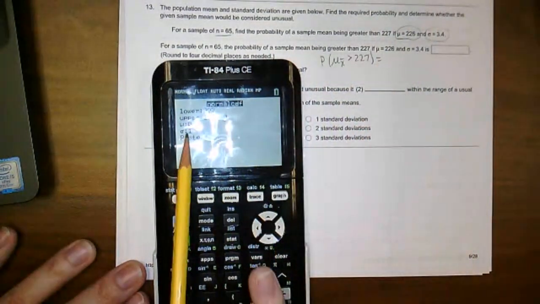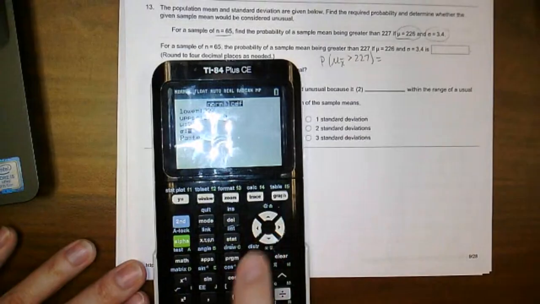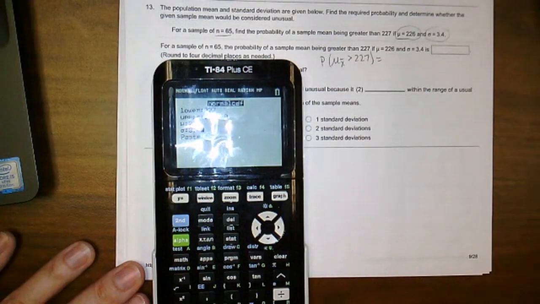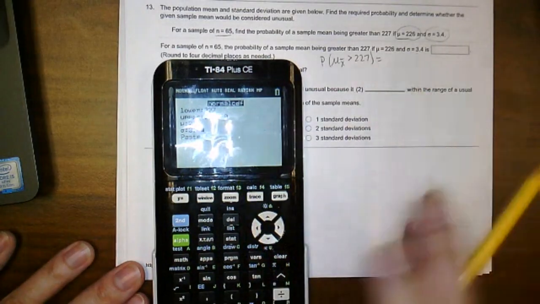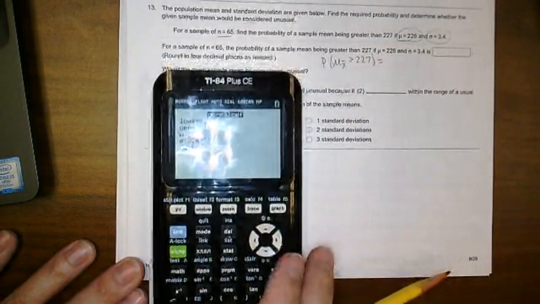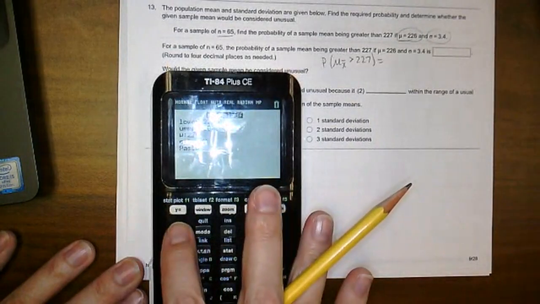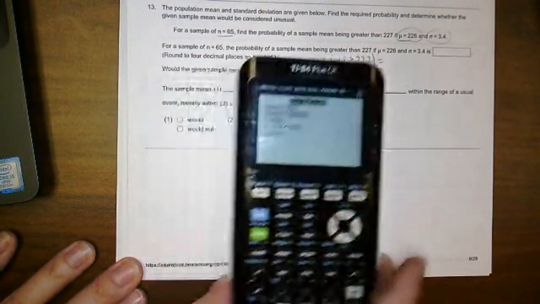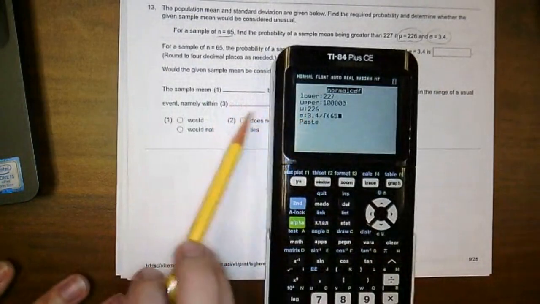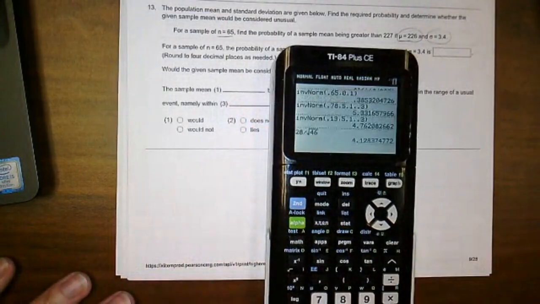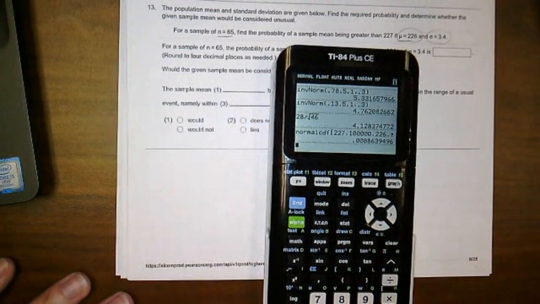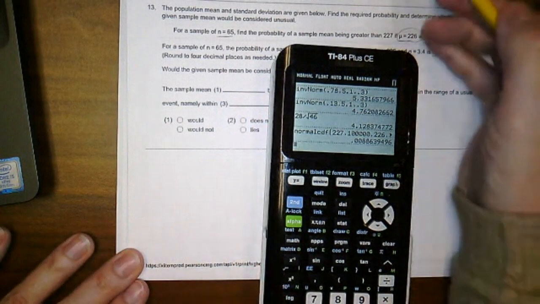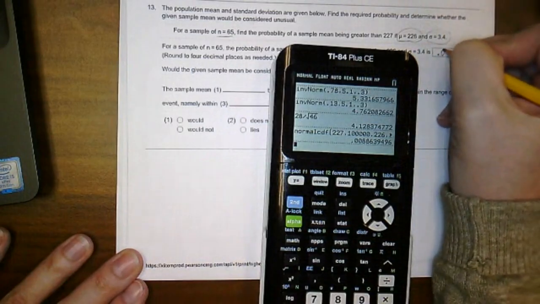Your mean is 226. Your standard deviation is 3.4. But that is just the standard deviation. I need to divide it by the square root of my sample size of 65. And look, I can just put that here. There you go, you can see it better. I don't have to calculate it and come back and put it in. So you should end up with 0.0089. So round to 4 decimal places.